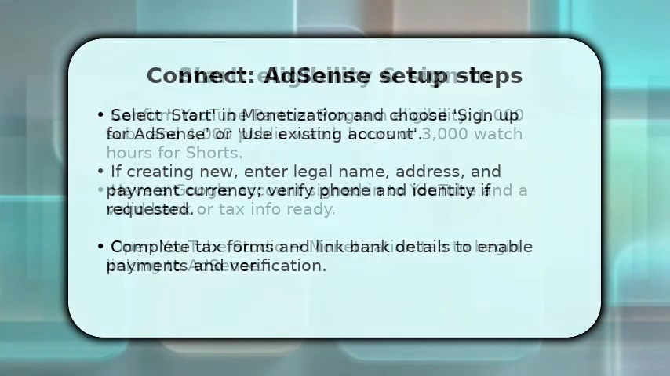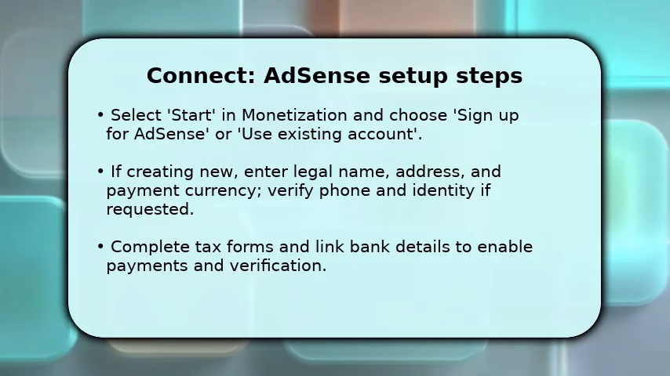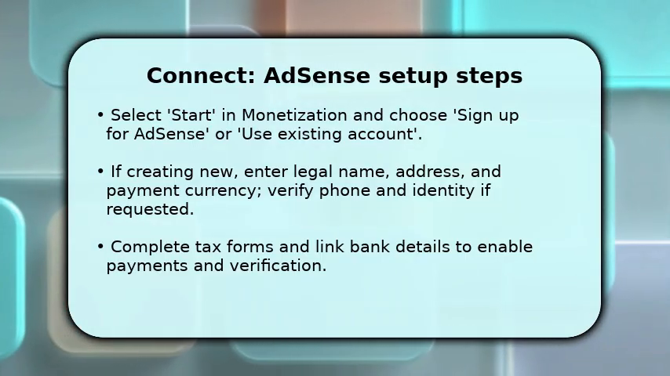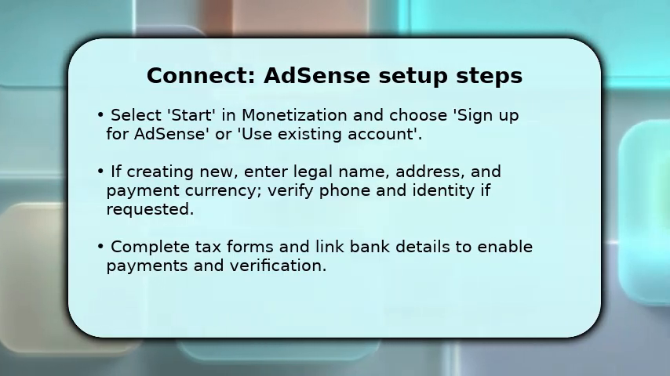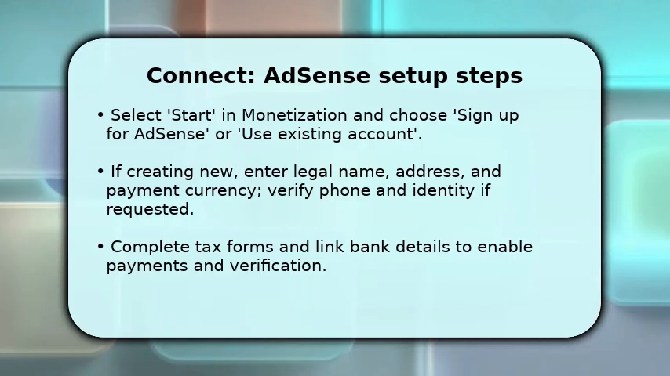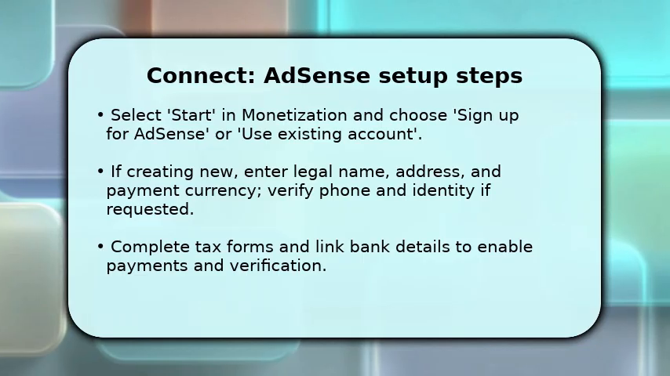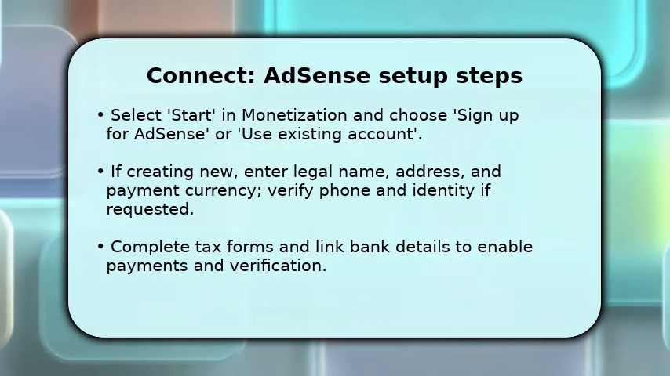Next, you'll fill out the detailed Adsense form and link it to your channel. Choose whether to use an existing Adsense account or create a new one. If creating, enter your legal name, exact address, and preferred payment currency because these cannot be changed easily. Make sure you verify your phone number and identity if prompted, as that prevents payment delays. Complete required tax forms accurately, then add bank details for payments.